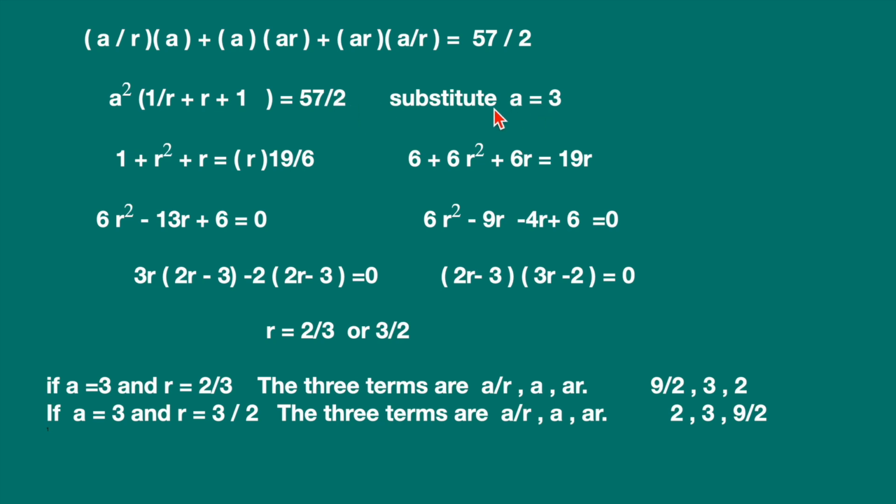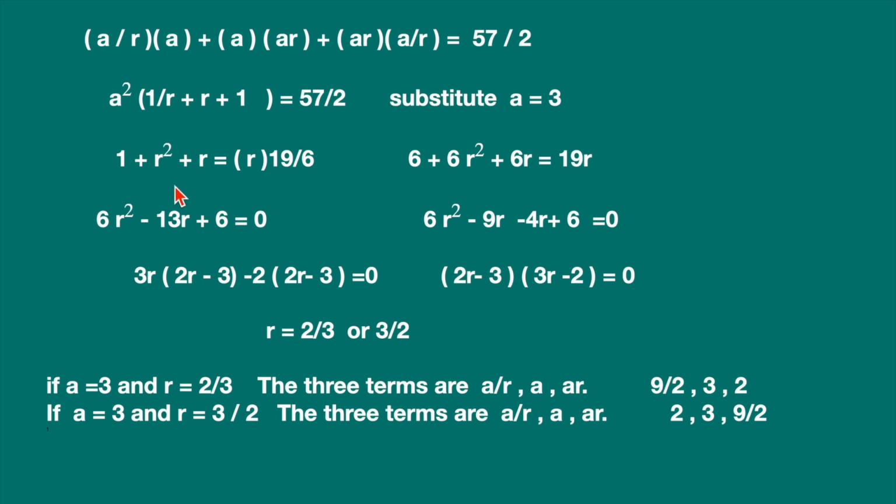Okay. Now let us substitute the value of A. We found the value of A as 3. So if you put 3 here, 9. Okay. So 57 divided by 9 divided by 2. So you will get 19 upon 6. Okay. And this, do the LCM of these 3 terms. So it will be 1 plus R square plus R upon R. That R I am taking on the right side. Okay. Now the next step, the 6 I can take on the left side. This is in the denominator, I'll take it on the other side. So you're multiplying the whole thing with 6 and this is equal to 19R.